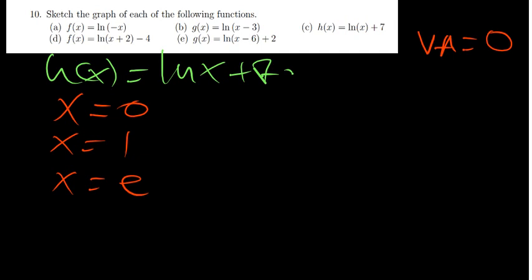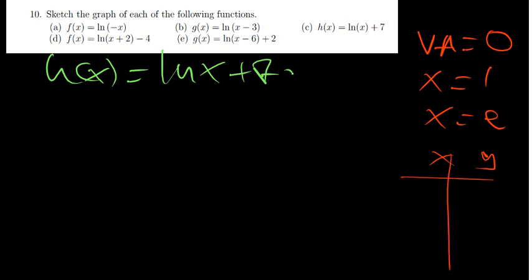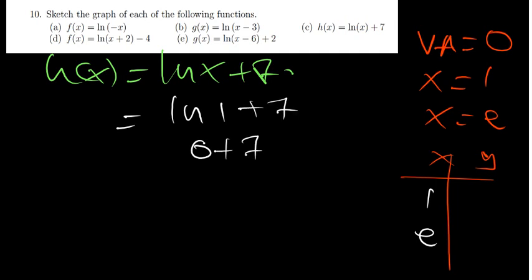Next, we are going to say our coordinates: we're going to have x is equal to 1 and x is equal to e. If my x is 1 and if my x is e, what will be the value of y? Let's try. If my x is ln 1, regardless of any base, as long as we have log 1 or ln 1, it is going to be 0. So it's going to be 0 plus 7. 0 plus 7 is 7.